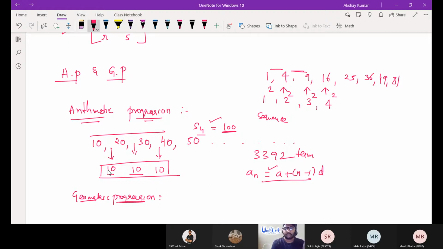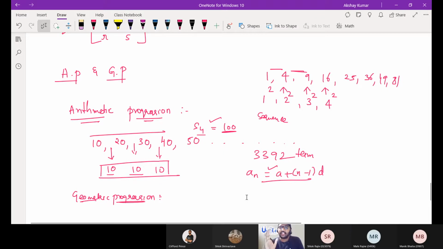This is applicable for AP also, and for GP also. But because the rules are different, the formulas would be different for AP and GP, though we will be working along the same lines. So any doubts here about the progression part, what we need to study? No, sir.